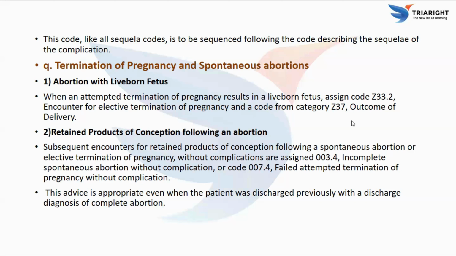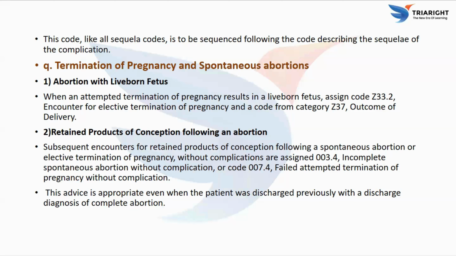So then Z37 is for outcome of delivery. A code from this category shows the result of the delivery. Since a live baby was born, a live birth outcome code from Z37 must be added. So how do you understand in a simple way? Even though the pregnancy was supposed to end in abortion, if a live baby is delivered, it is coded like a delivery, but not like an abortion.